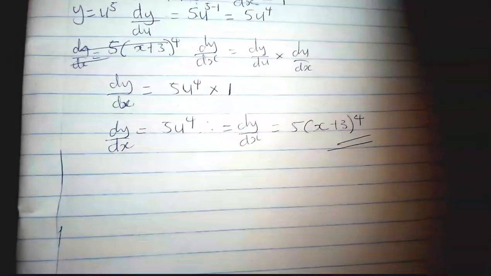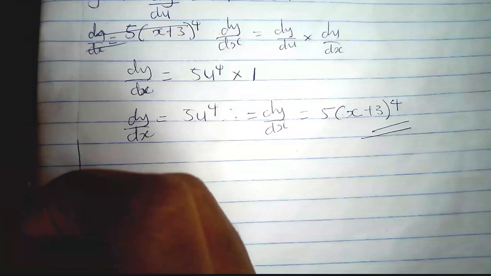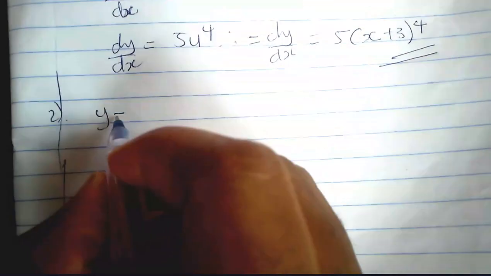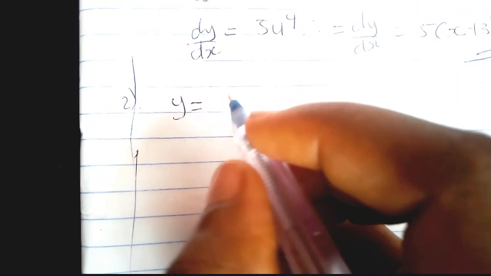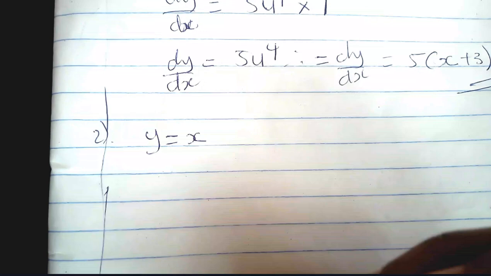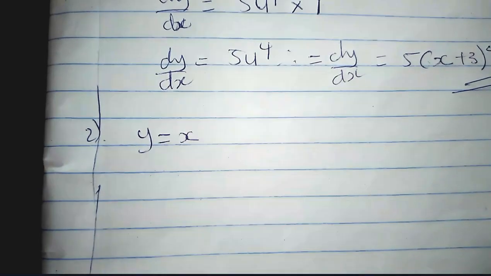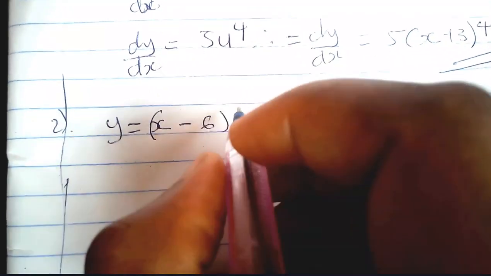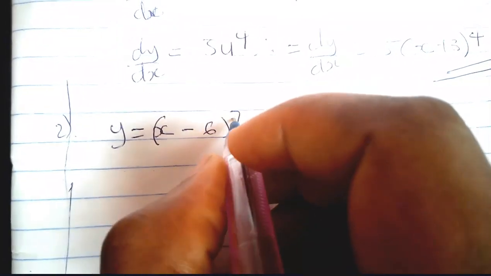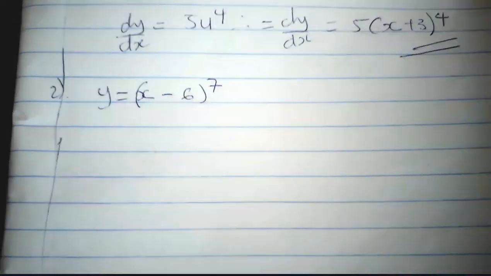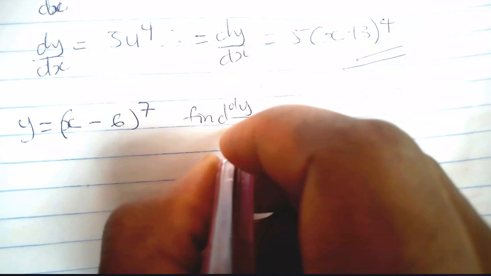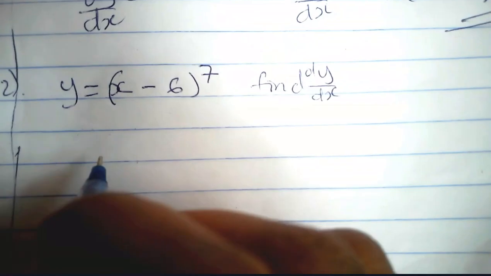So let's try another question before we go. If y is equal to x minus 6, bracket raised to power 7, find dy/dx.